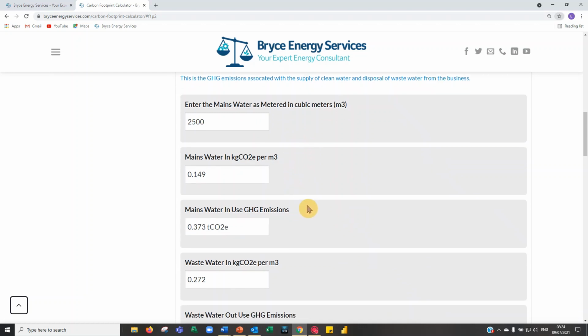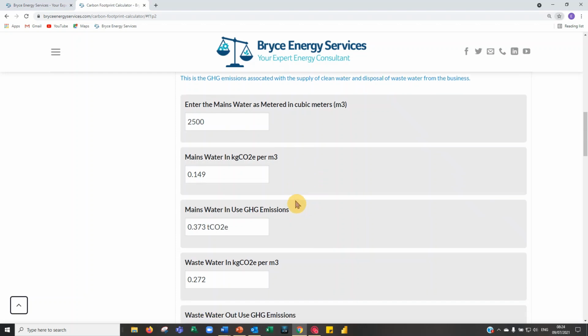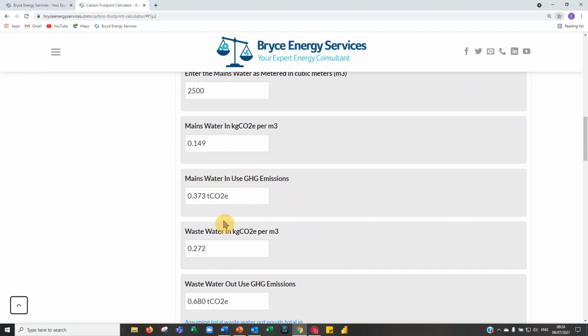I'm making a big assumption here that the water that goes in goes out, which is how most water is billed. Do check your water bill because it may not be applicable for some businesses, depending on how you use water. Mains water in is 0.149 kilograms per cubic meter, so that gives a mains water in emission of 0.373 tons, simply 2,500 multiplied by that.